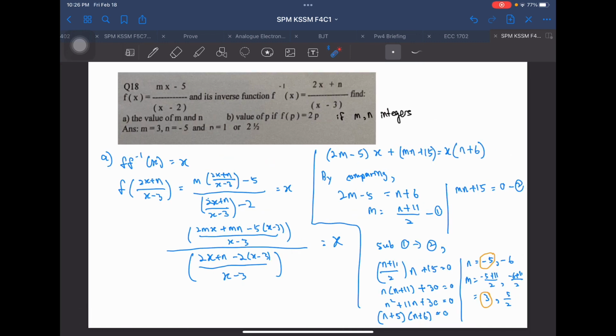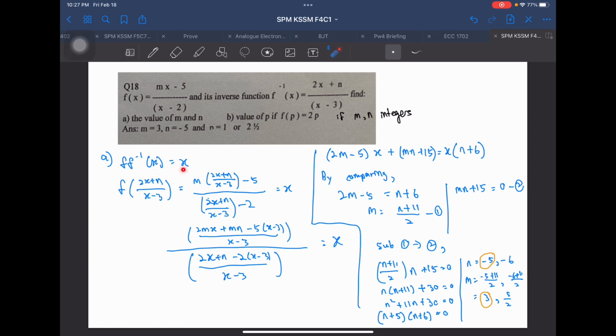f(x) equals (mx minus 5) over (x minus 2), and its inverse function is given by this. Find the values of m and n, and the value of p if f(p) equals 2p, if m and n are integers. You know f(x) and the inverse function, and there are variables inside both, so you cannot find one using the other with given values. Therefore, you need to use this theorem where f of f inverse x equals the original value x.